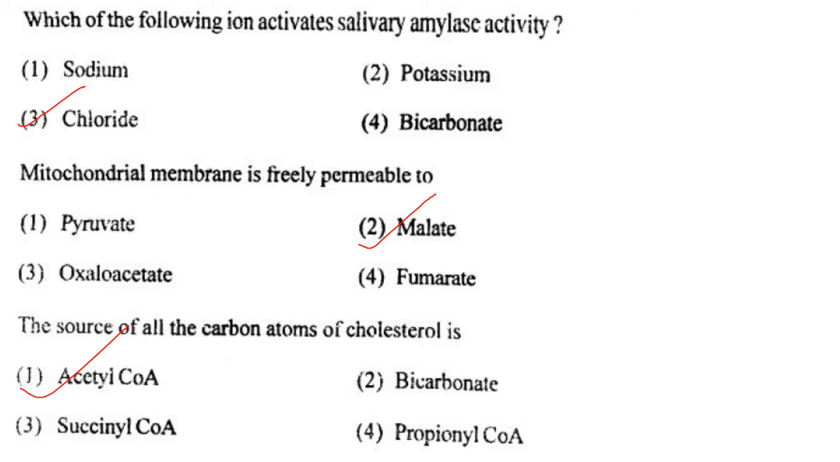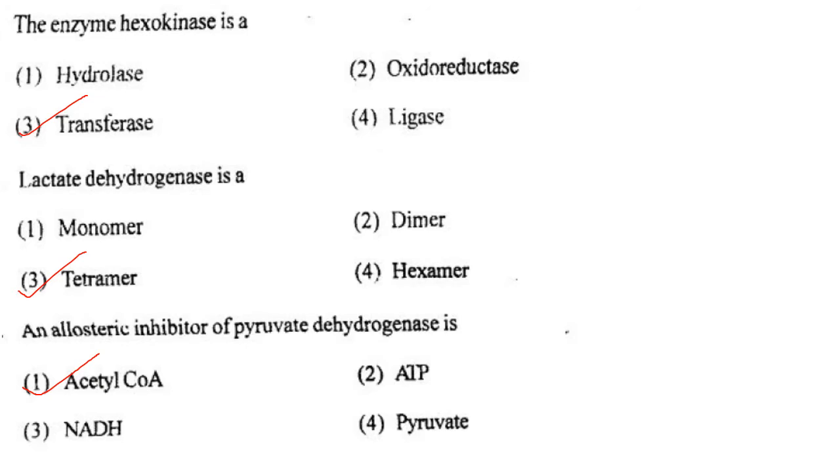Chloride. Next one. Mitochondrial membrane is freely permeable to: option 1, pyruvate; 2, malate; 3, oxaloacetate; 4, fumarate. Answer is option 2, malate. Next one. The source of all the carbon atoms of cholesterol is: option 1, acetyl-CoA; 2, bicarbonate; 3, succinyl-CoA; 4, propionyl-CoA. Answer is option 1, acetyl-CoA.